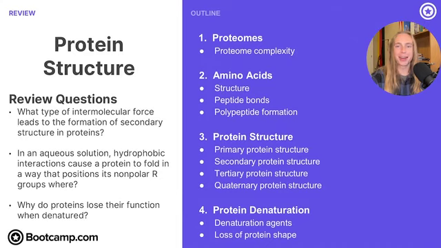Okay, great, so now that you've had your lesson and your quiz, let's go ahead and do a review to see what you learned today. So first, what type of intermolecular force leads to the formation of secondary structures in proteins? Next, in an aqueous solution, hydrophobic interactions cause a protein to fold in a way that positions the nonpolar R groups where? And lastly, why do proteins lose their function when denatured? If you can answer these questions, you're well on your way to success.